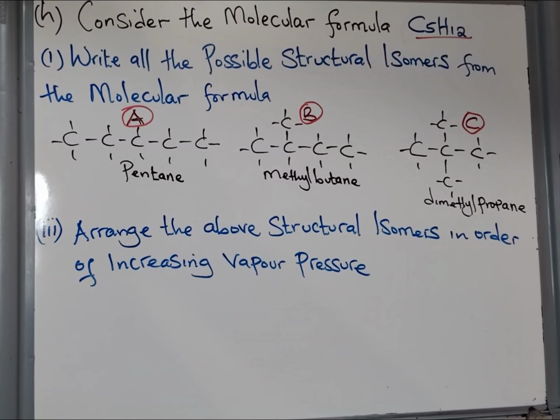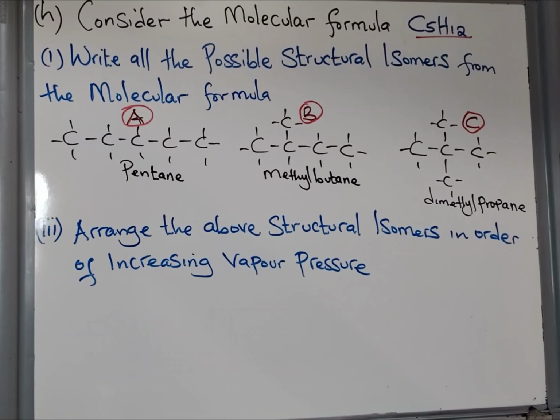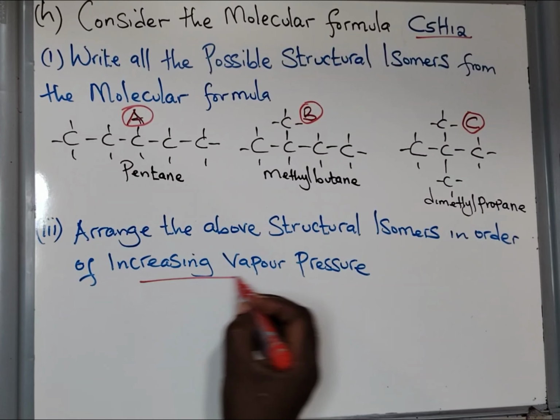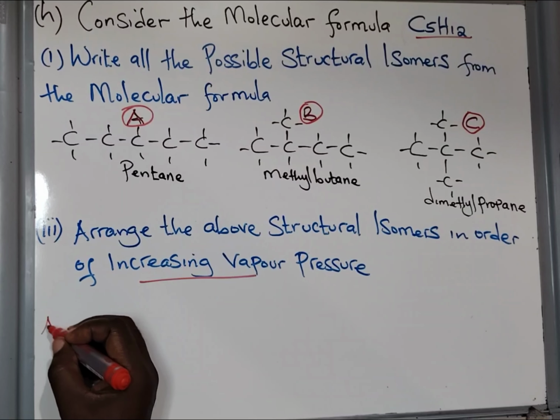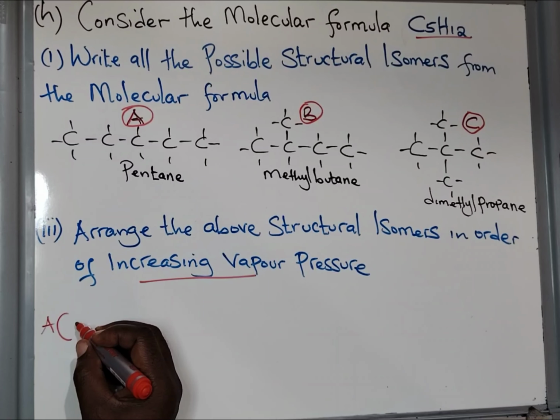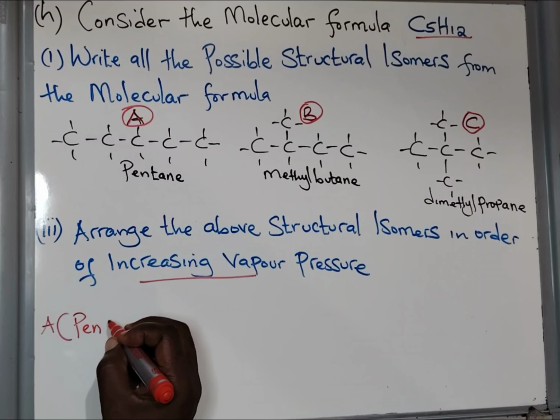So lastly comes this question, and it says, arrange the above structural isomers in order of increasing vapor pressure. Okay. Increasing means that you start from the lowest to the highest. So which of these compounds has the lowest vapor pressure? The first one is A. A has the lowest, which is pentane.